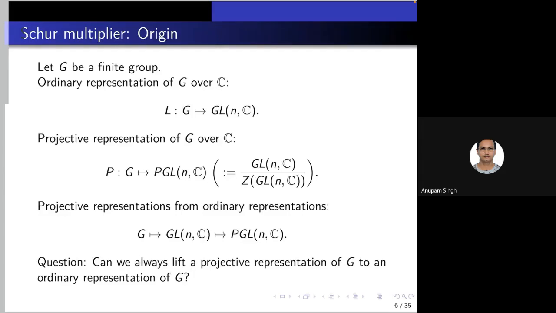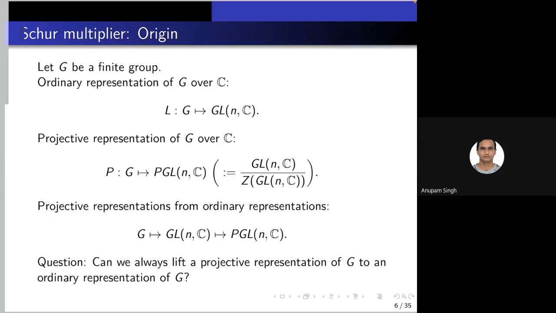Let G be a finite group. Any ordinary representation of G over C is a group homomorphism from G to the general linear group GL_n(C). And any projective representation of G over C is a group homomorphism from G to the projective general linear group, that is the central quotient of the general linear group. Now, of course, if an ordinary representation is given, you can compose it with the natural map from GL_n(C) to PGL_n(C) to get a homomorphism from G to the projective general linear group.